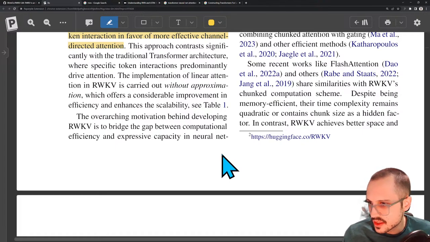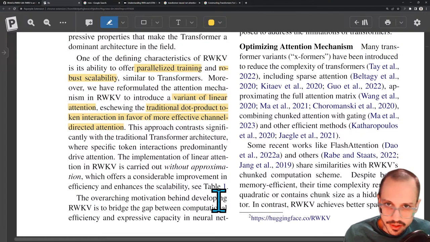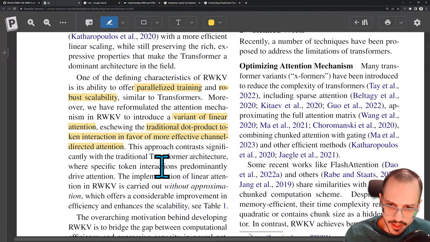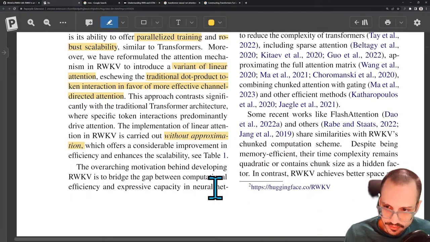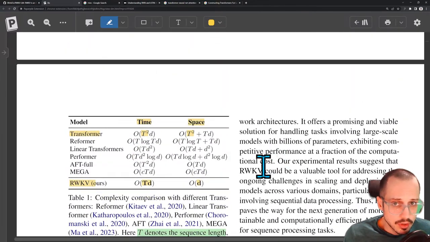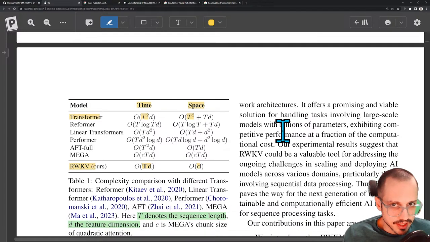The paper was written by a bunch of enthusiasts, so the style is not strictly scientific paper. Yeah, it reads nicer. This approach contrasts significantly with the traditional transformer, where specific token interactions predominantly drive attention. The implementation of linear attention in RWKV is carried out without approximation. Okay, so something there. The overarching motivation is bridging the gap. It offers a promising and viable solution for handling tasks involving large-scale models with billions of parameters, exhibiting competitive performance at a fraction of the computational cost.